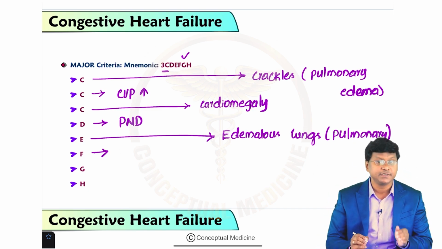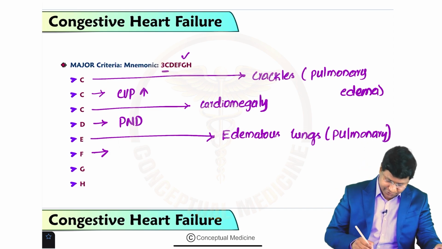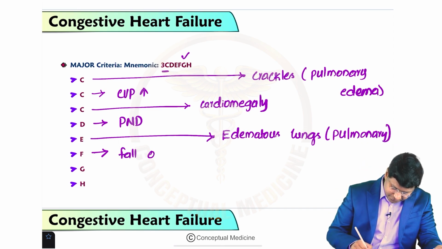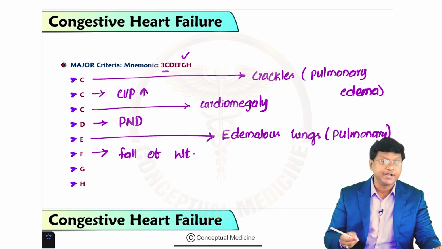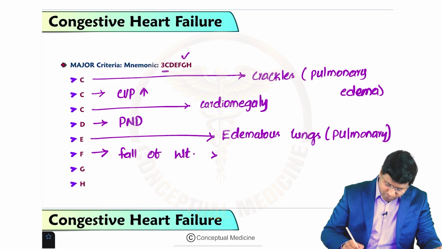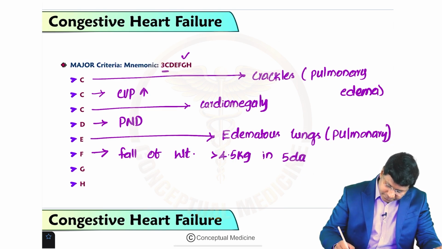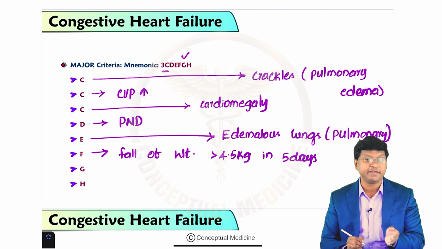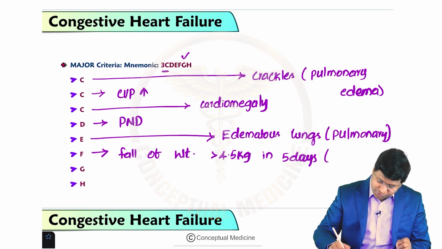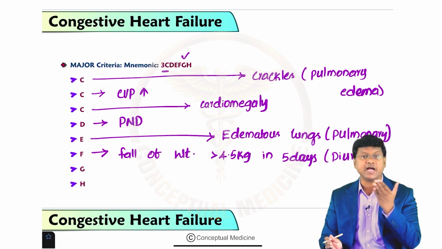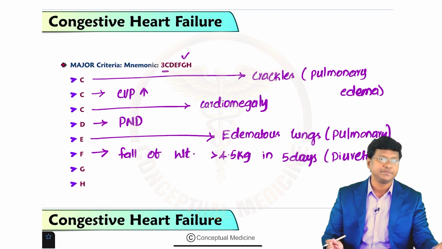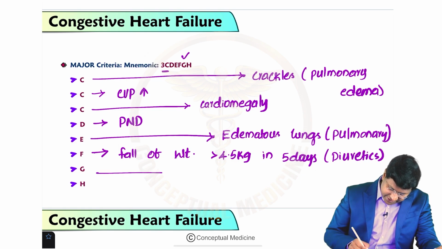And F stands for fall of the weight in the individual. And how much will be the fall of weight? That will be more than 4.5 kgs in 5 days in response to diuretics. See, whenever you are giving diuretics, the fluid is completely drained out, and that will cause fall in the weight of the individual. And G stands for gallop rhythm.